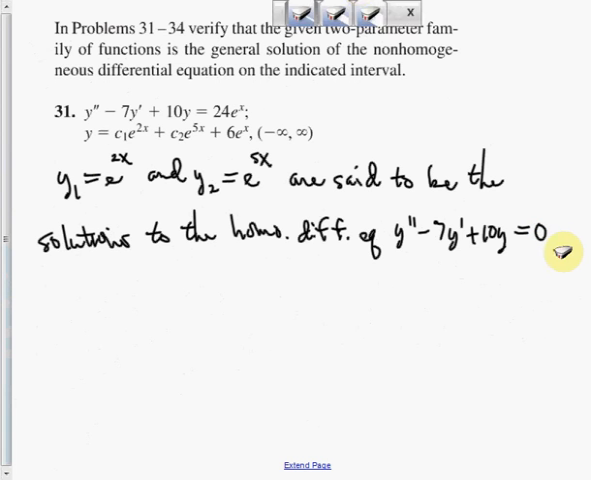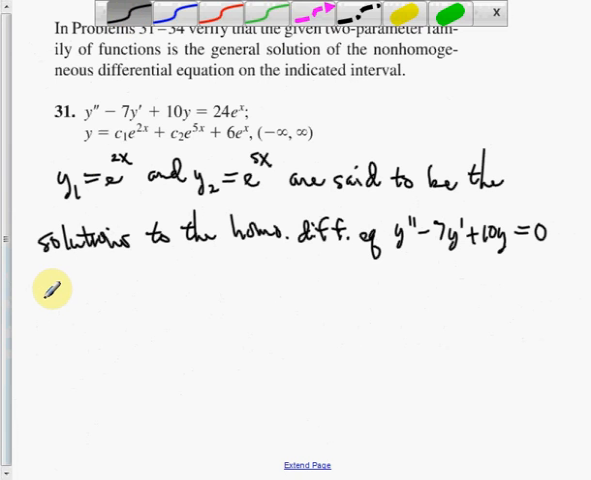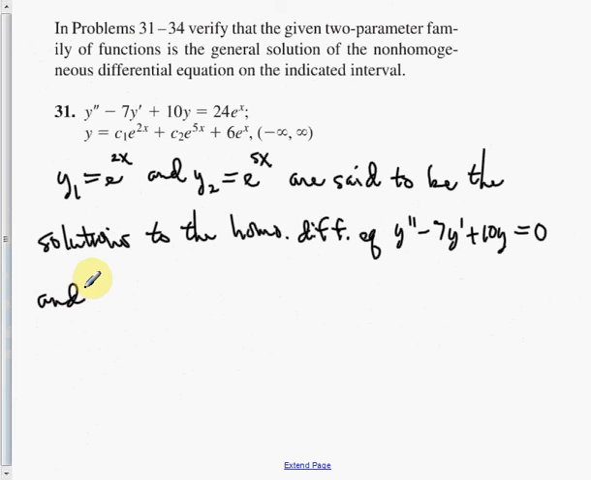And y sub p equal to 6 times e to the x. I'm getting it from here. Y is said to be the general solution. This is written in terms of the superposition principle: c sub 1 times e to the 2x plus c sub 2 times e to the 5x, the e to the 2x and e to the 5x, are said to be the complementary solutions. Plus, this is a particular solution based on this g of x, and g of x is 24 e to the x.